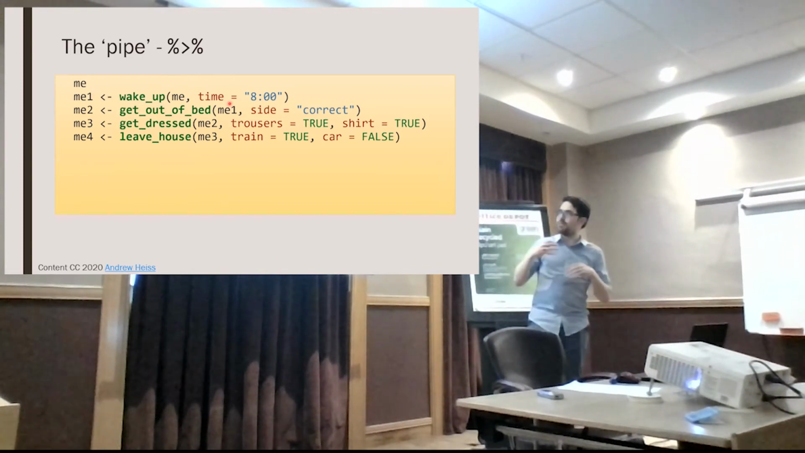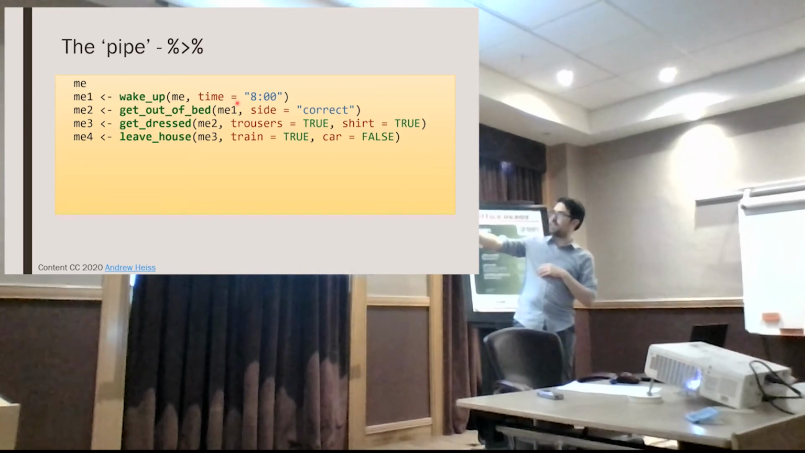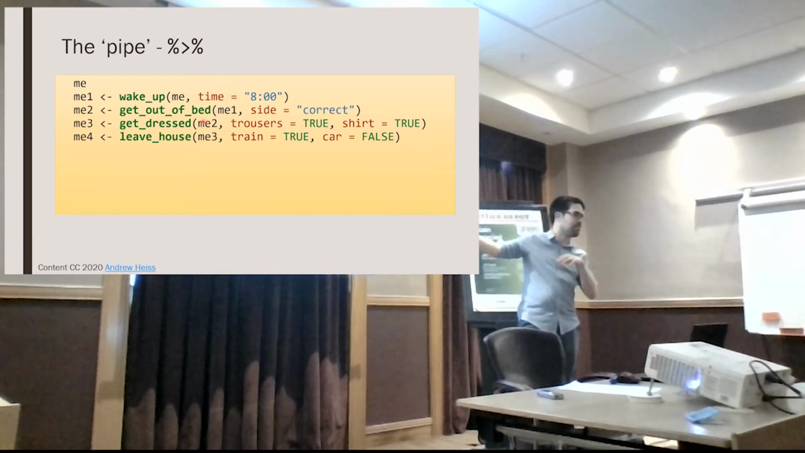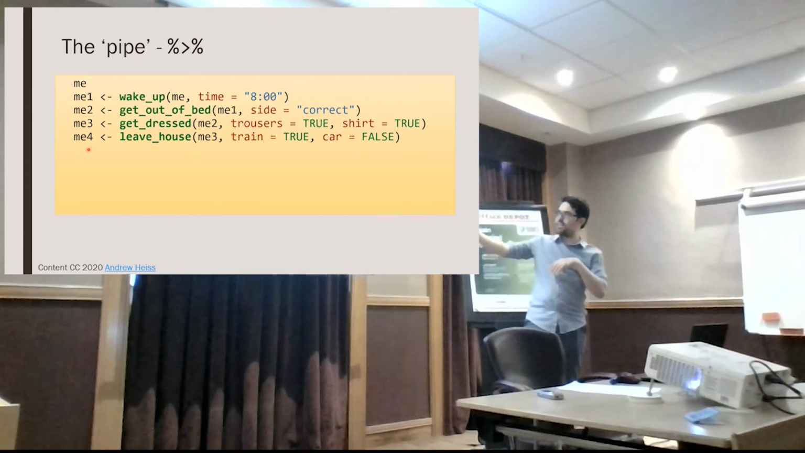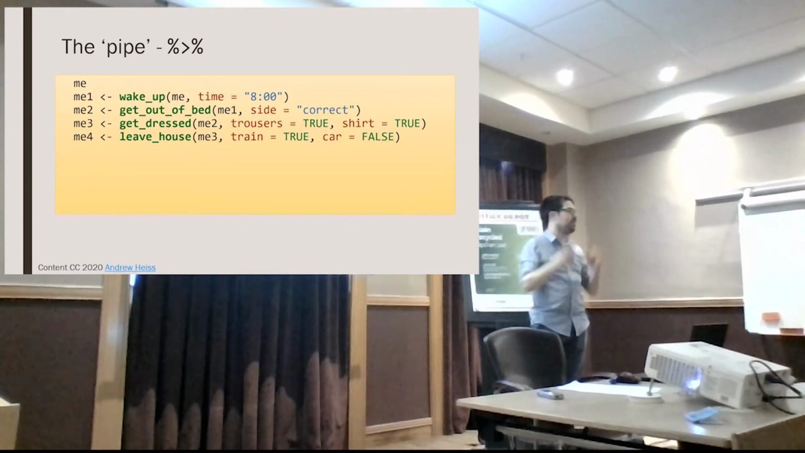Then I need to get me out of bed, do that, pass me1 as the data to this second function to get me2, pass me2 here. So you see how we're getting me4 as the outcome of all the data tidying steps we need to do to get from our raw data, me, to me ready for work.